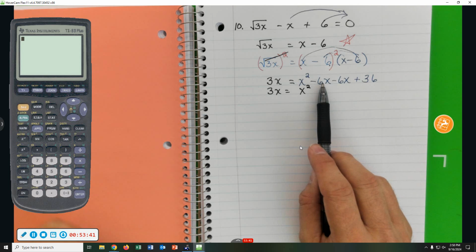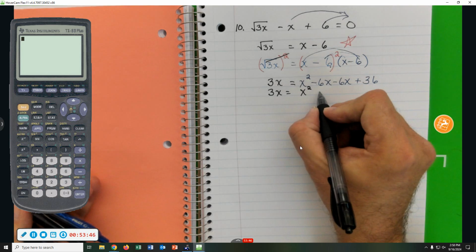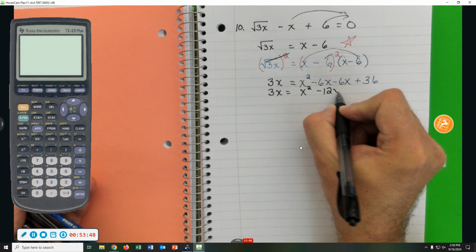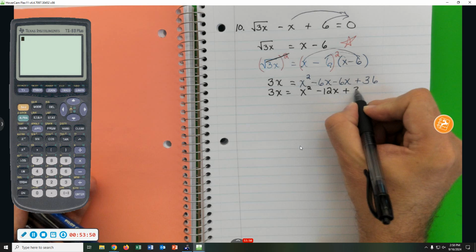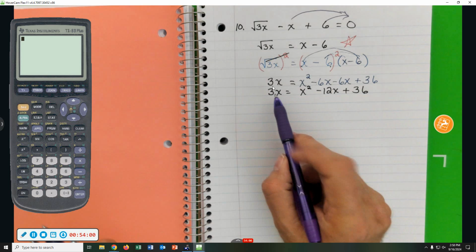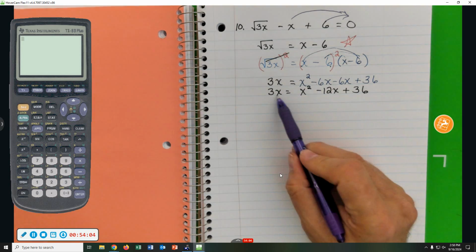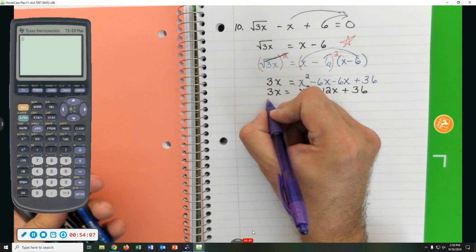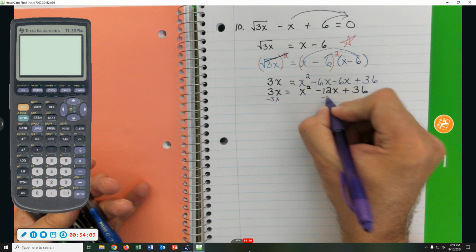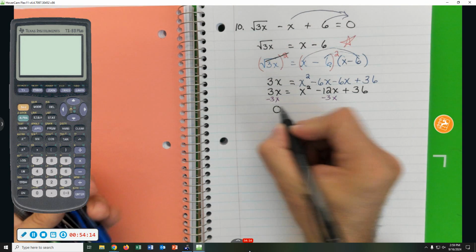I'm going to go ahead and make two steps. I'll combine negative 6x minus 6x and write that as minus 12x. And now let's get that 0. What are we going to do to get the 0 on the left side? Subtract 3x. So we have 0 on the left.